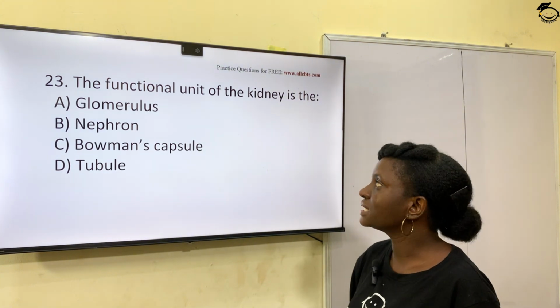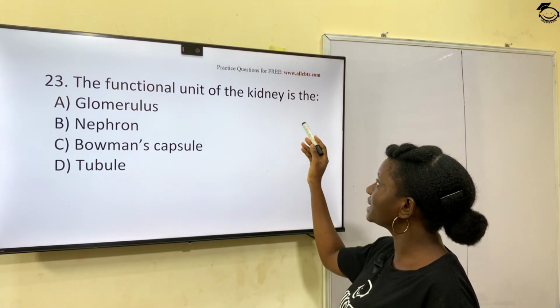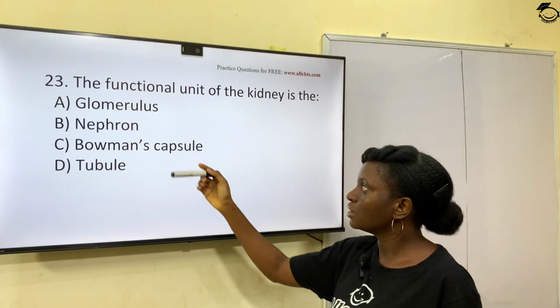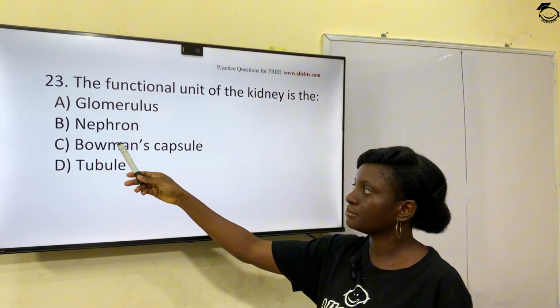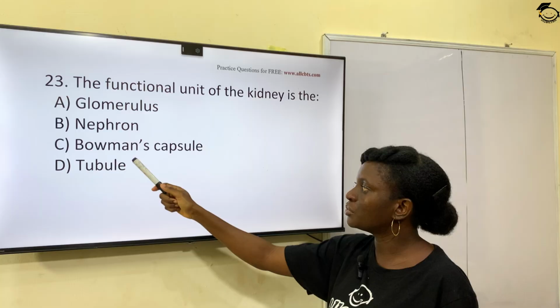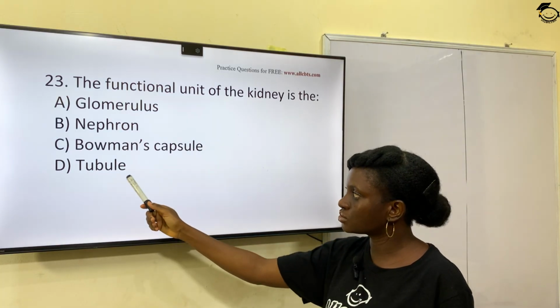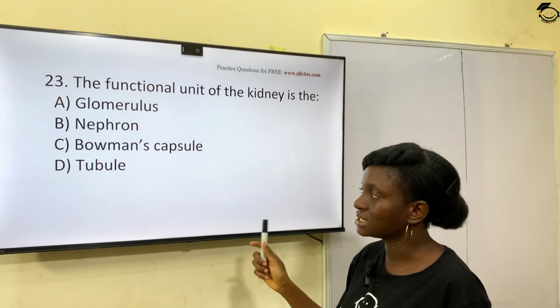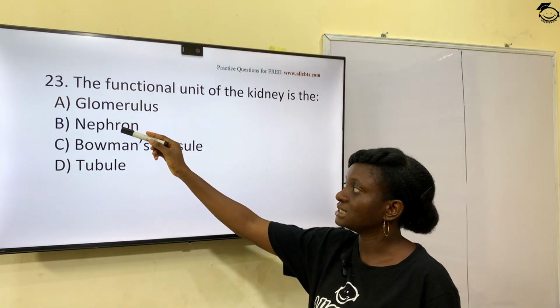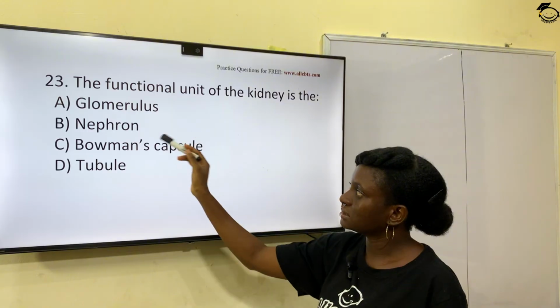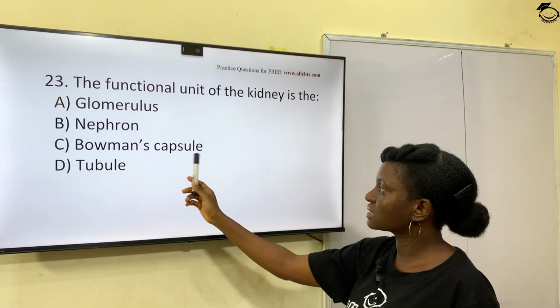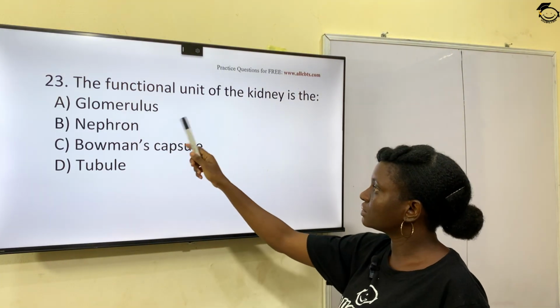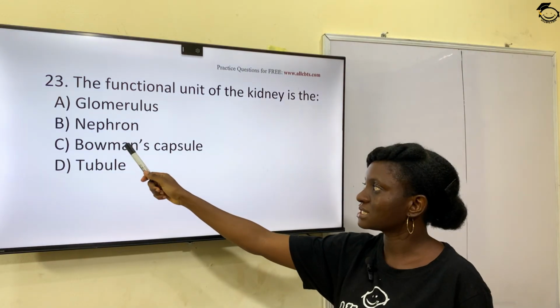Question 23. The functional unit of the kidney is the A. Glomerulus, B. Nephron, C. Bowman's capsule, D. Tubule. The functional unit of the kidney is known as the nephron, and the nephron contains the glomerulus, Bowman's capsule, and tubule. So option B is the correct answer, nephron.